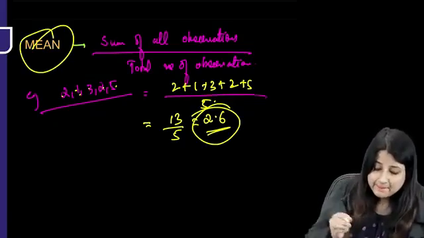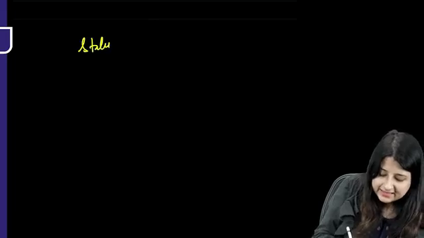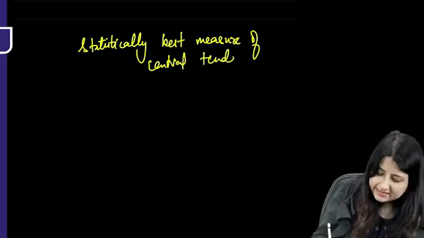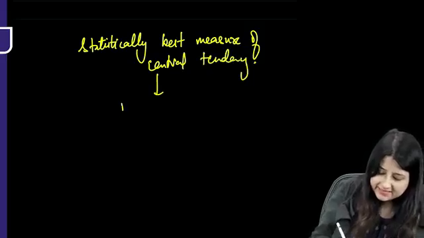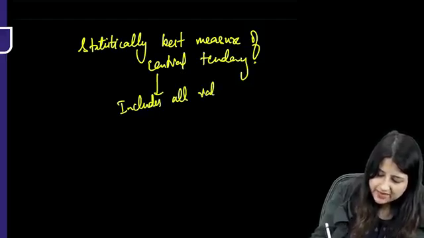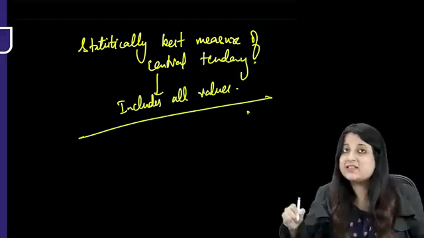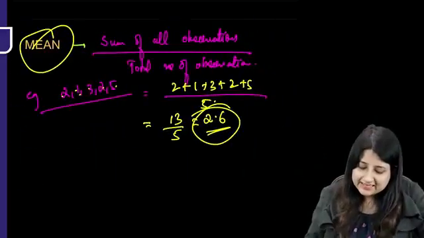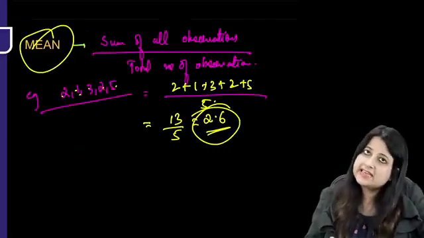Remember one thing, mean is statistically the best measure of central tendency. Why is it statistically the best measure of central tendency? Because it includes all values, or it takes all values into consideration. So statistically the best measure of central tendency is mean.